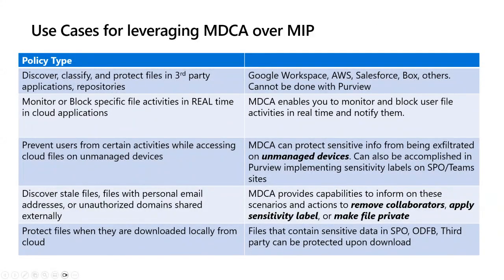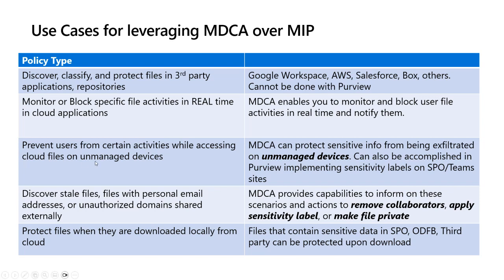All right, so these are some of the use cases for leveraging Microsoft Defender for Cloud Apps over MIP. If you want to discover, classify, and protect files in third-party application repositories, like some of the ones you've seen here, you want to use Defender for Cloud Apps. This is something that cannot be done with Purview. If you want to monitor or block certain specific file activities in real time in cloud applications, this is a capability that Microsoft Defender for Cloud Apps can provide.